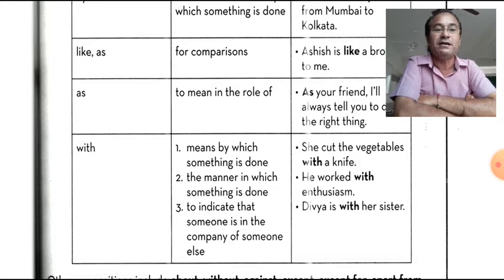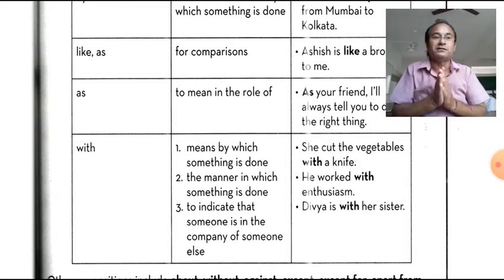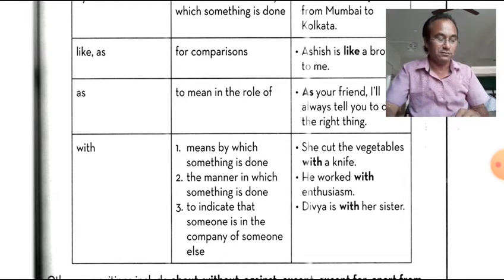Second, the manner in which something is done. He worked with enthusiasm. How? In which manner did he work? He worked hard with enthusiasm. So in which way is he working? Third, to indicate that someone is in the company of someone else. Dia is with his sister. So these are the three uses. Now, let's see the first exercise of the chapter.